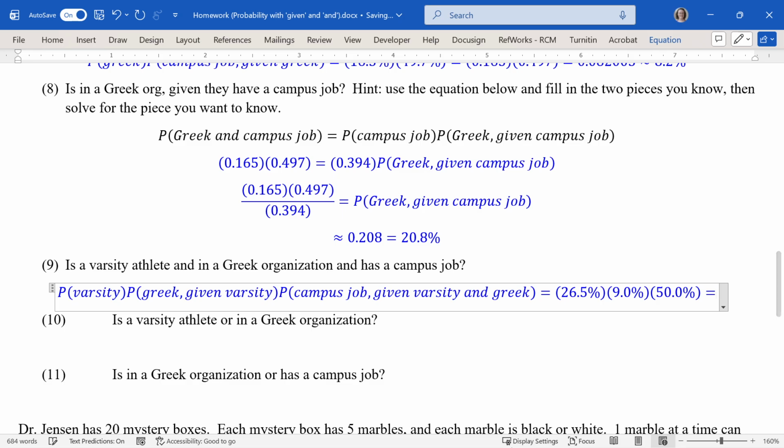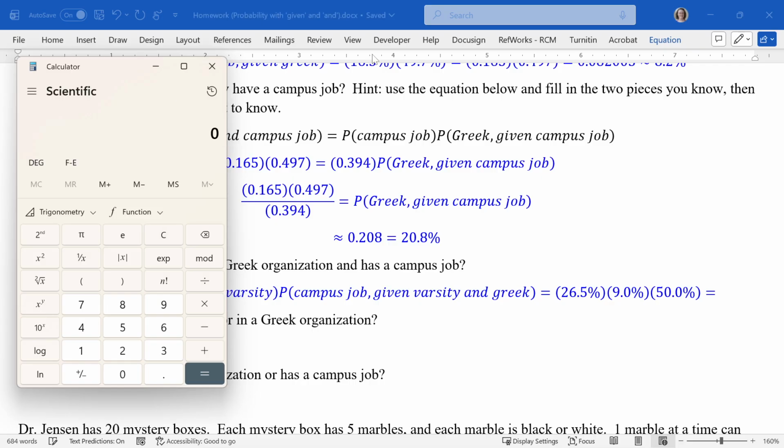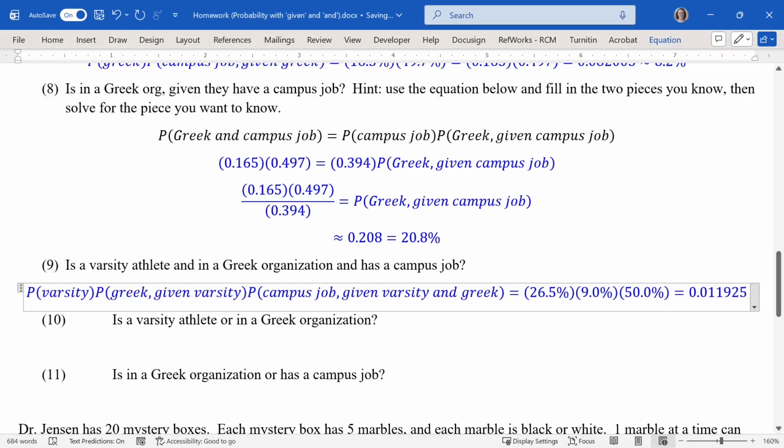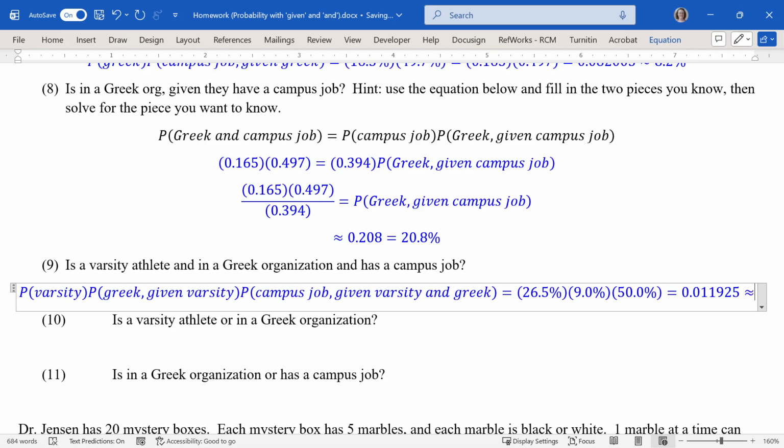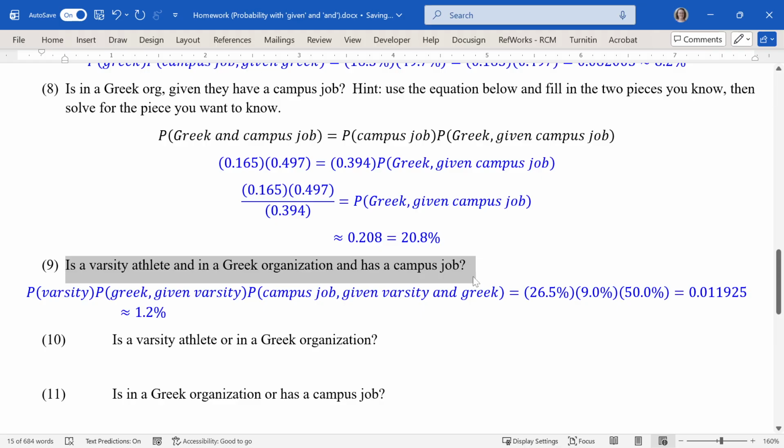Okay, so we just multiply these three numbers together. I'm going to skip the part where I put it in decimal form, and I'll just assume that you guys know how to multiply percentages. So 0.265 times 0.09 times 0.5. Okay, so it's a little more than 1%, it looks like. So that's approximately 1.2%. Should be pretty small because, as you would imagine, this is a small number of students that are in all three things. I'm amazed anybody has time to do all three of those things. Looks like it's only about 1% of the students, so about 20, 21, 22, something like that students.